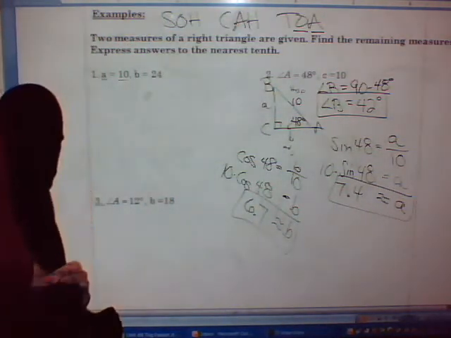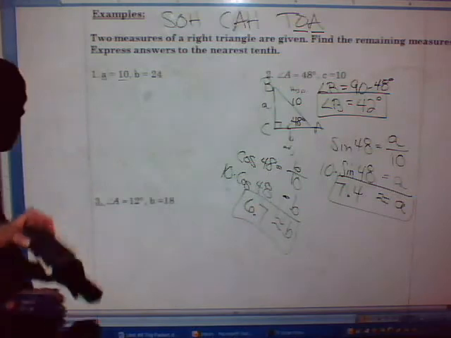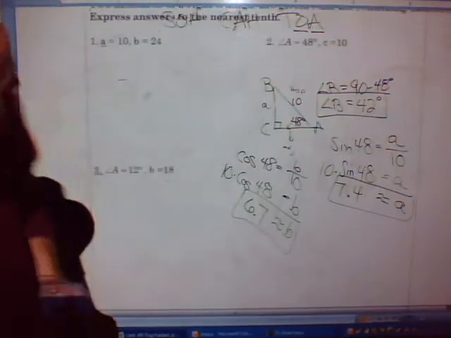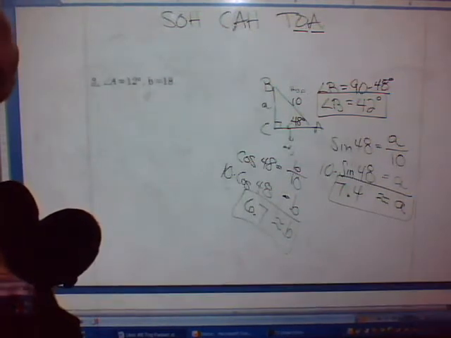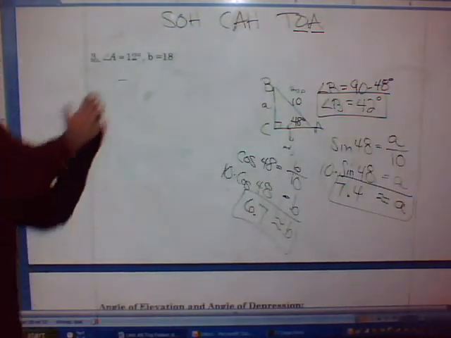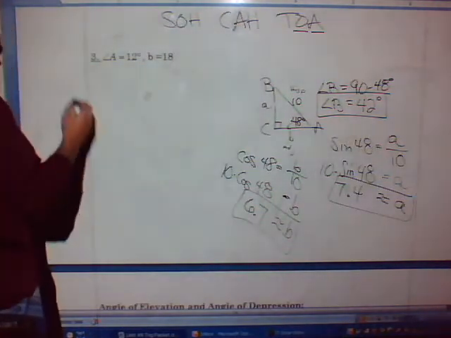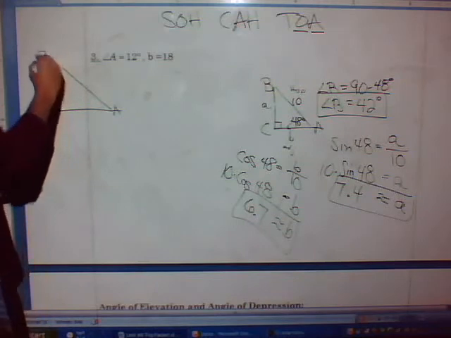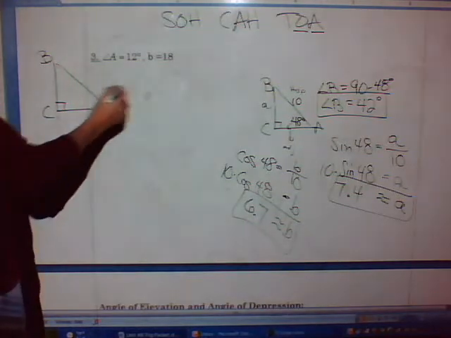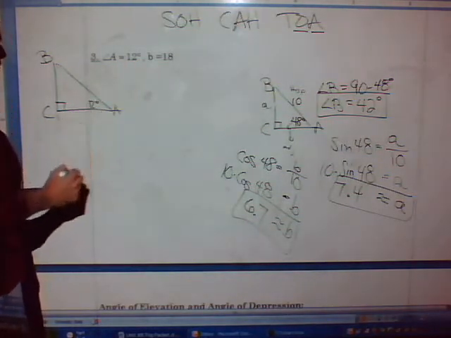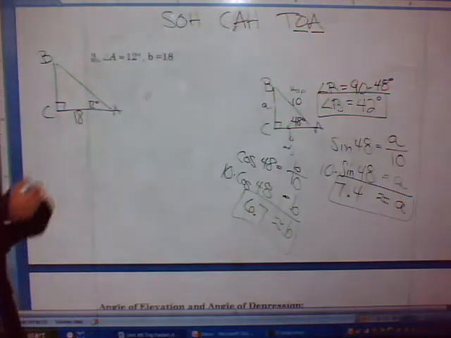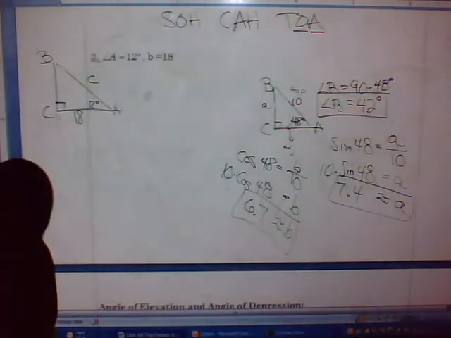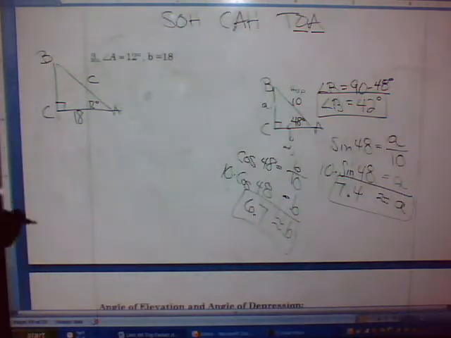Okay. We're going to do one last problem, but on the last problem here, we are not going to solve the whole thing. I'm only going to solve for one side. So let me draw this out real quick. Here's A, B, C. Here's the right angle. They give you A is 12 degrees. They give you side B here is 18. And the only side I want to find on this one is C. The rest of it is pretty much similar.